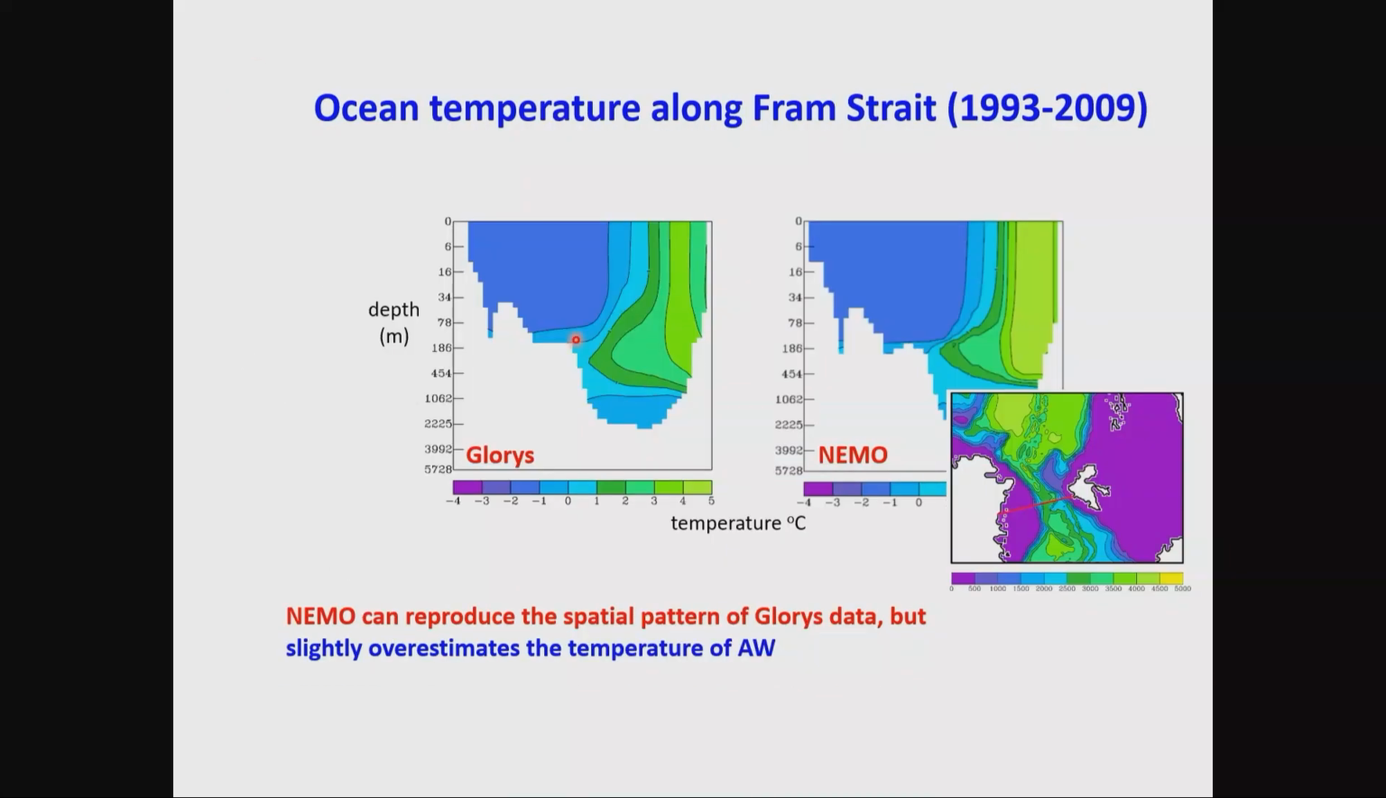The spatial pattern of ocean temperature is consistent with the currents. On the eastern side of Fram Strait is Atlantic water, which is relatively warm. On the western side is cold Arctic water. Our model can reproduce the spatial pattern, but it slightly underestimates the Atlantic water temperature.